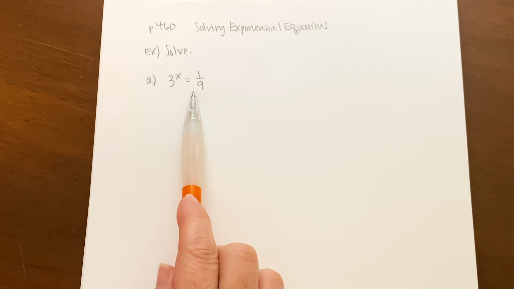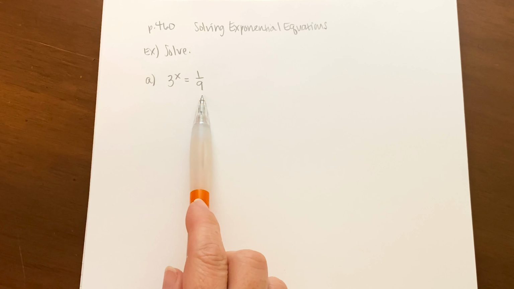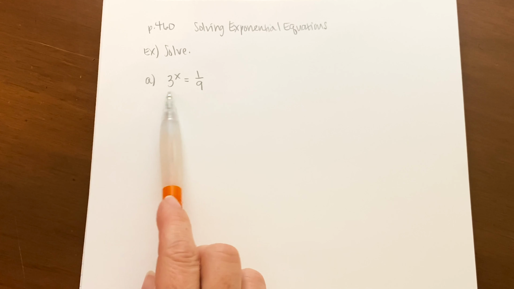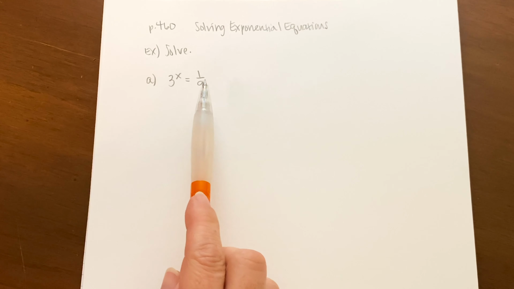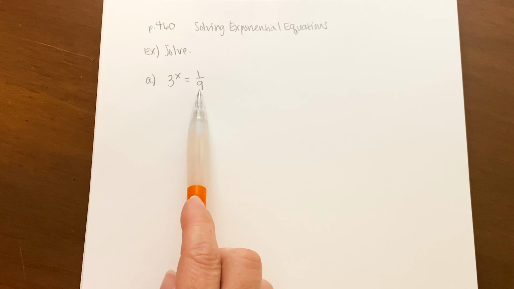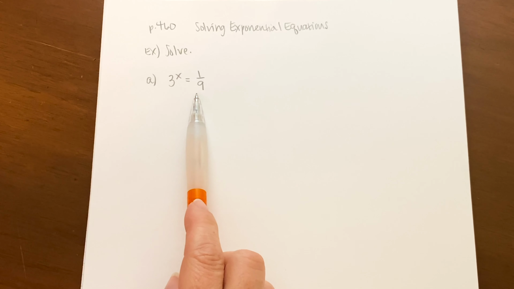Earlier in the lesson, we were looking at examples where the bases were the same. These bases are not the same, but you should be thinking to yourself, 3 and 9 are not the same number, but 9 is a power of 3. So it is possible that I could rewrite 9 so that it looks like a 3. And so that's the first step. Express each side of the equation as a power of the same base. We're going to rewrite this so that they have the same base.